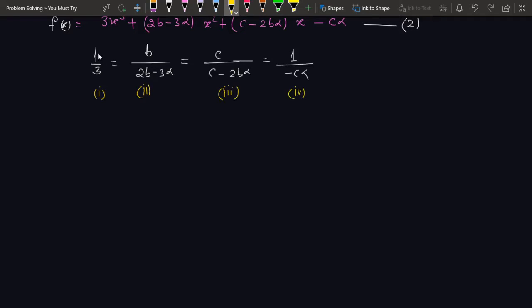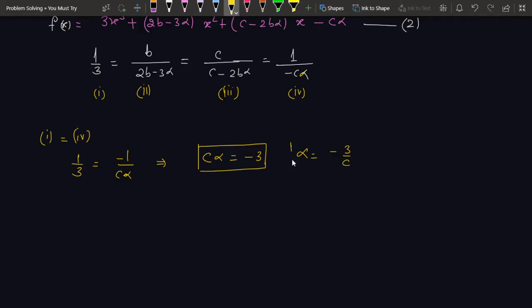You notice that 1 over 3 and negative 1 over c alpha can be equated, of course, because all are equal. So from here I get 1 over 3 is equal to negative 1 by c alpha, and which will give us c alpha is equal to negative 3. Because we need alpha, so alpha will be negative 3 over c, and we will use it in near future.